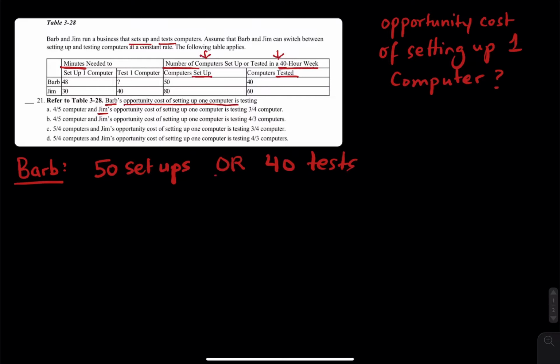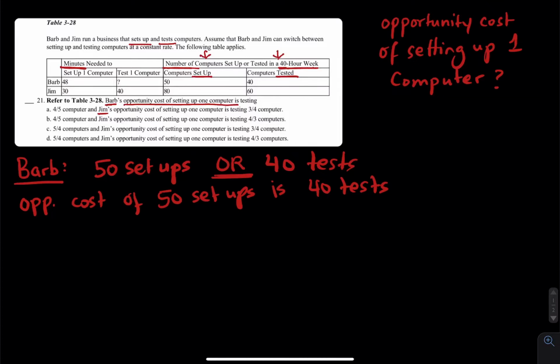Right? So this word "or" is very important here. This means that the opportunity cost of 50 setups is 40 tests. In other words, if Barb wanted to set up 50 computers, Barb would have to give up 40 tests in a particular week.